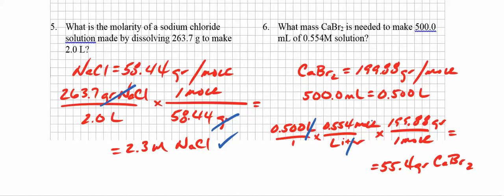Now I'm simply going to convert that to grams because I'm being asked what mass of calcium bromide is needed. So I'm going to multiply that by the molecular weight of 199.88 grams per mole. That allows me to cancel moles with moles and leaves me with grams of calcium bromide. So if I say 0.500 times 0.554 times 199.88, I'm going to get 55.4 grams of calcium bromide, and that'll finish it up.